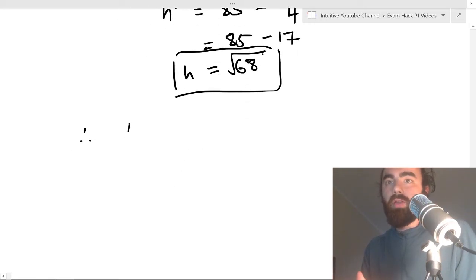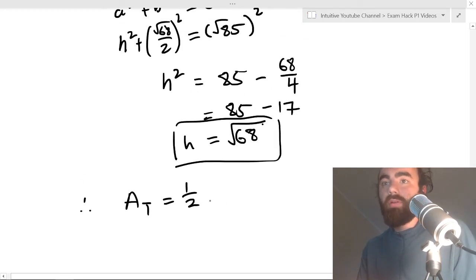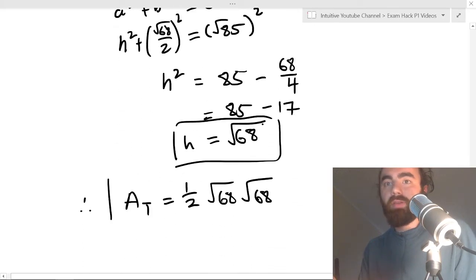So therefore the area of our triangle, the exact area, is half base, which is 68, square root of 68, times height, which is also the square root of 68. So that's your answer.